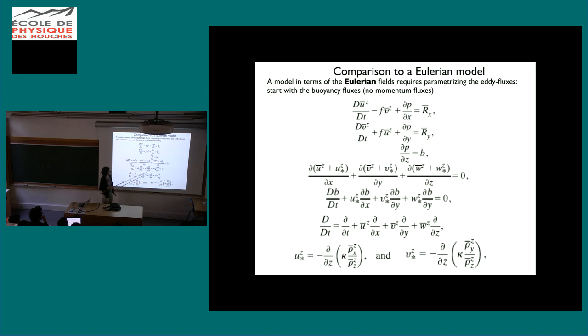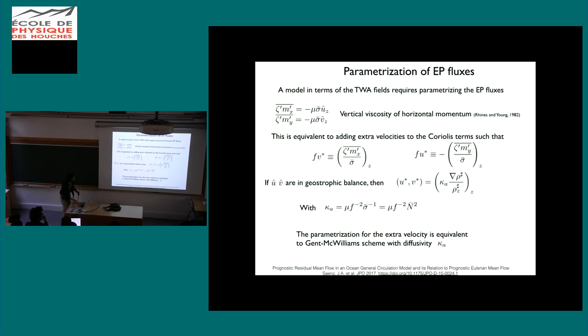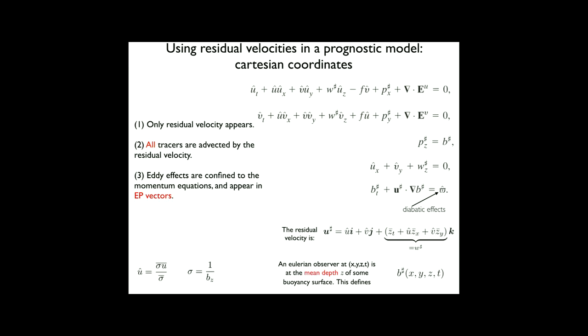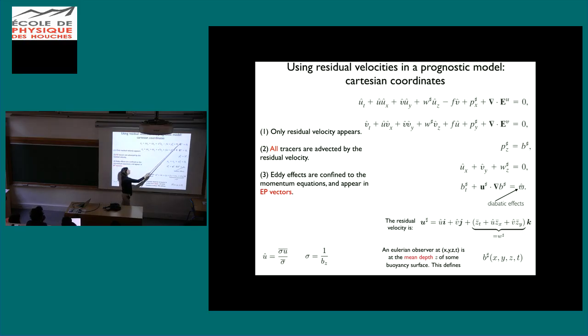Here you would have to parameterize the buoyancy fluxes, and if you have other tracers, of course the tracer fluxes, separately from the momentum fluxes, the Reynolds stresses. Whereas in this formulation, everything is lumped into the Eliassen-Palm fluxes in one big term. And in principle, you don't have to parameterize separately every little term inside the Eliassen-Palm fluxes, but just the divergence of the Eliassen-Palm fluxes.